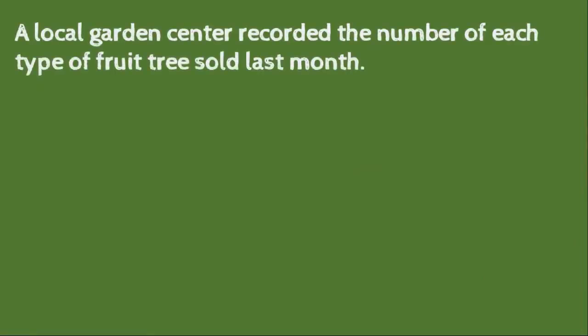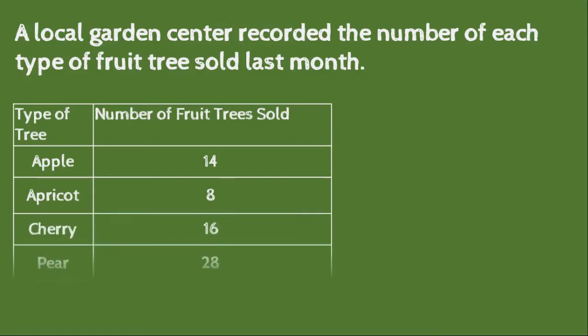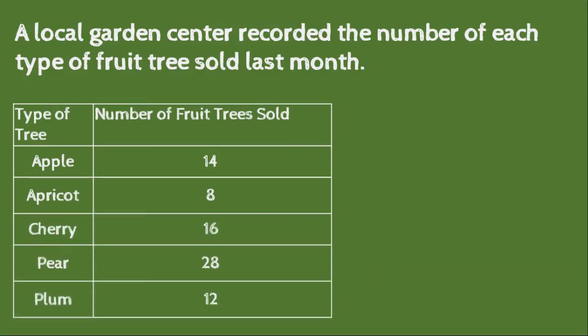A local garden center recorded the number of each type of fruit tree sold last month. In this example, in the first column, we have the type of tree, which are apple, apricot, cherry, pear, and plum. In the next column, we have the number of fruit trees sold, which is 14 apple, 8 apricot, 16 cherry, 28 pear, and 12 plum.